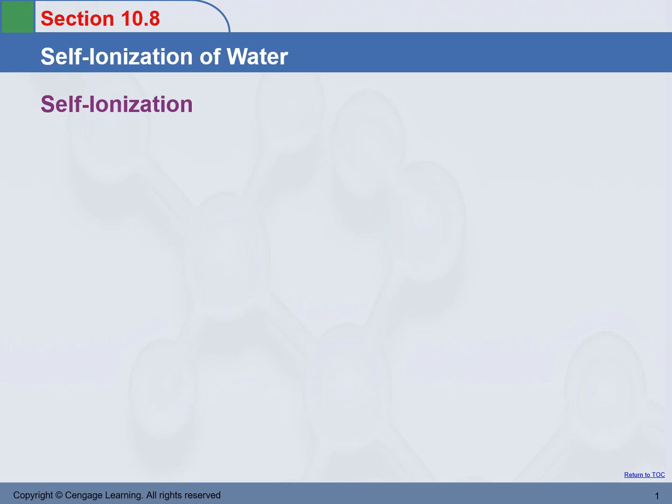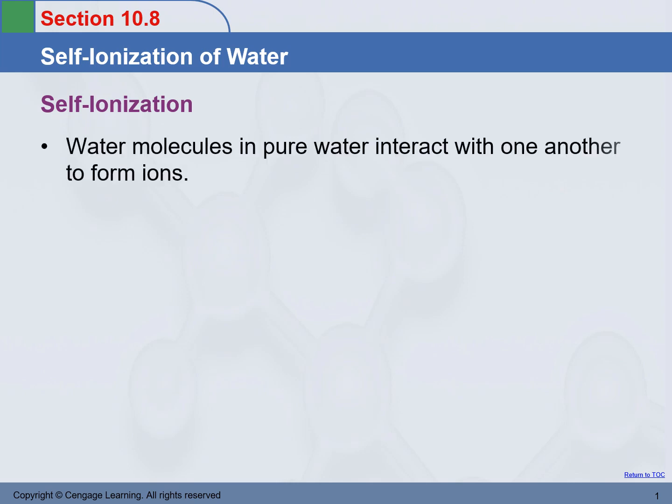Water actually by itself ionizes. We call it water self-ionization. Even in pure water, a proton can be transferred between two water molecules. So one water will accept a proton, becomes hydronium ion. The other water will donate a proton, becomes hydroxide ion. And this is an equilibrium. It goes back and forth.